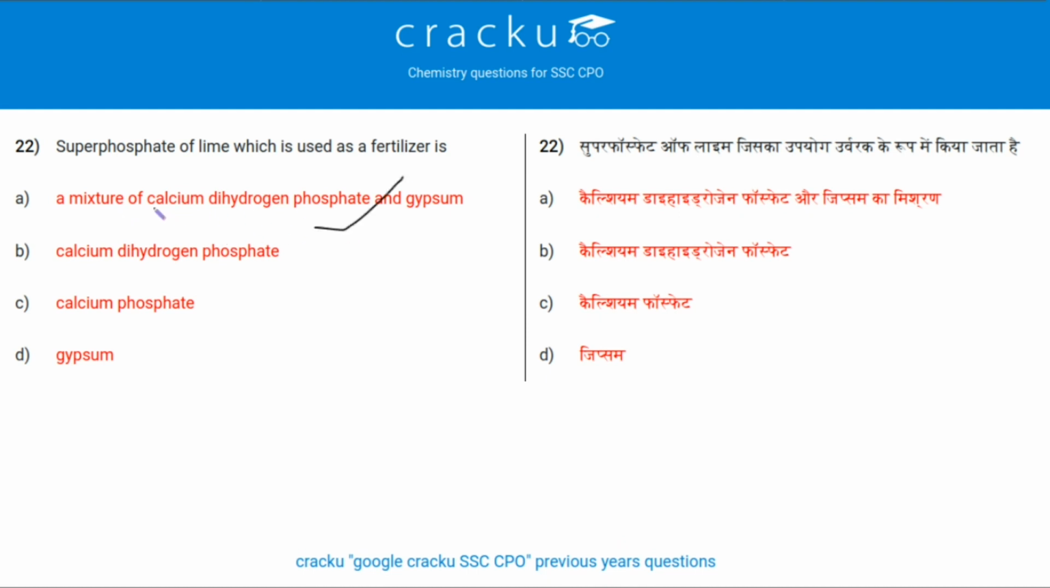It's a mixture of rock phosphate, that is calcium dihydrogen phosphate, and gypsum. Next question.